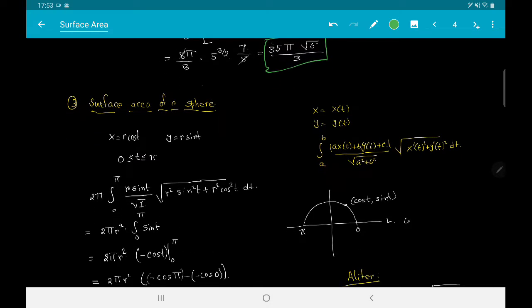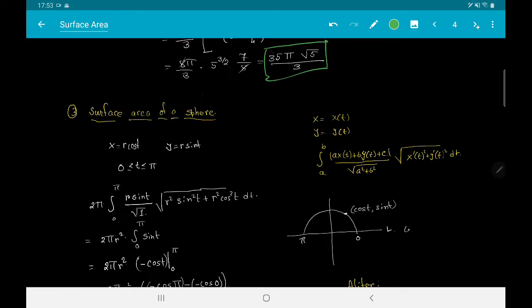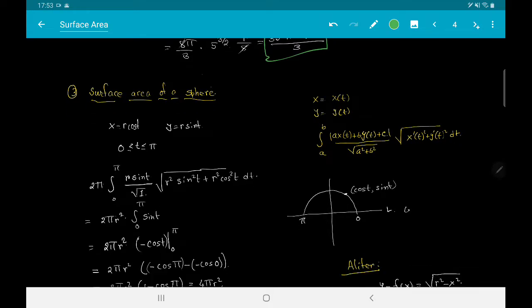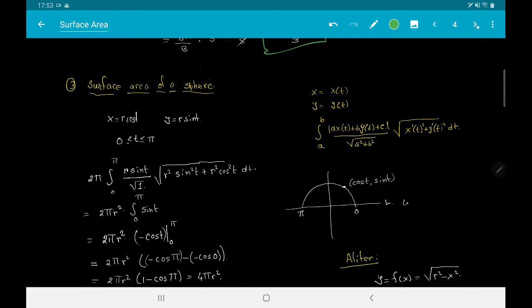So how do we compute it? There are a few ways of doing it. I'll give you two ways, so you can think of the third way of computing the surface area. First I'll use the parametric form that I talked about at the beginning.